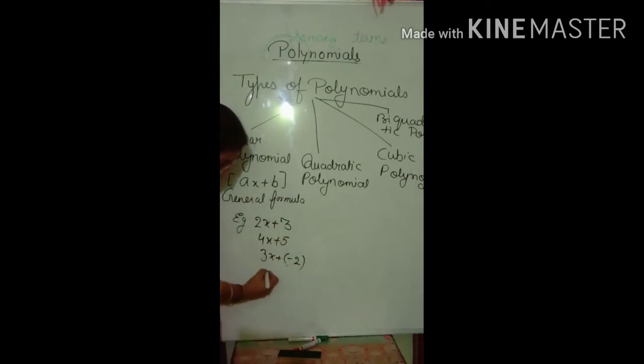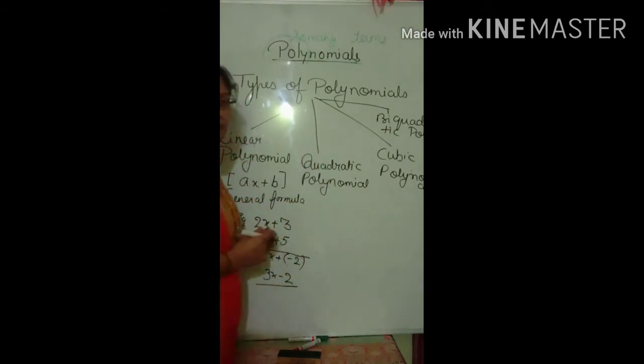If we open this, it will become 3x minus 2. So these two are exactly same. That means here b is minus 2, because ax plus b, the plus is hidden here, plus minus minus. Therefore, the formula is ax plus b.